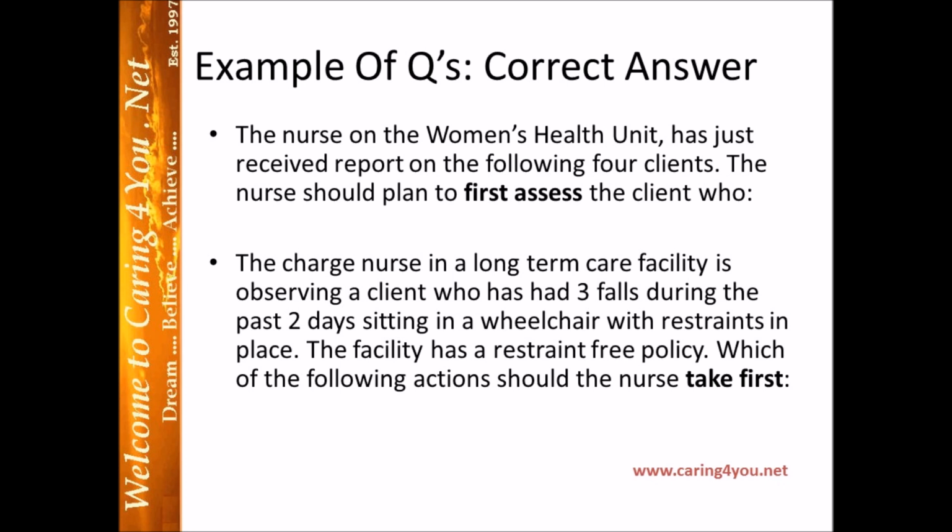Now, for those of you who I am tutoring, I told you that every facility has a restraint-free policy. Every facility. You cannot just slap restraints on someone, whether they're chemical or mechanical, just for the convenience of it. So, every facility has a restraint-free policy. What we want to look at here is, this person has fallen 3 times in the past 2 days. So what would we do first?